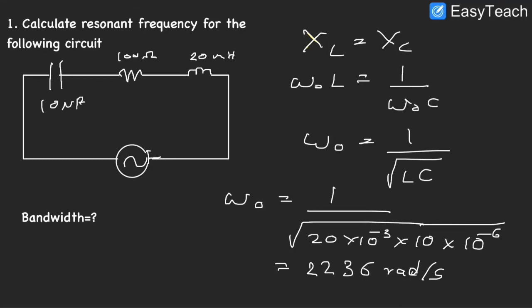Now sometimes you can get confused, because they have asked for resonant frequency and we're just finding omega naught. The simple thing is that omega naught is just equal to 2 pi f naught. So you can keep the answer in angular frequency, or if you want your resonant frequency in hertz, you can just go ahead and divide this value by 2 pi. That's how you get it in hertz. Now let's go ahead and find the bandwidth.